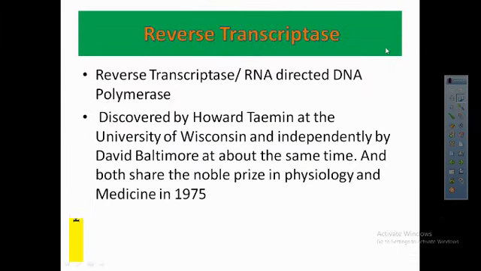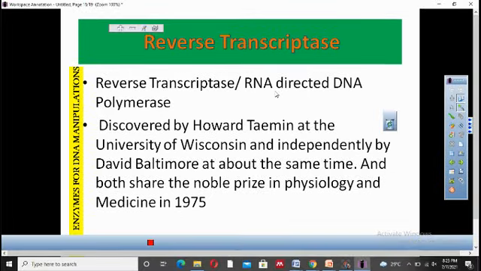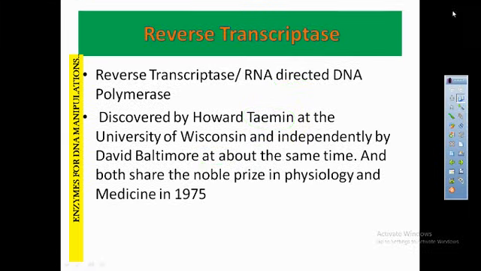Now, another enzyme is the reverse transcriptase. I told you that this is the enzyme used for cDNA synthesis. It is called RNA-dependent DNA polymerase. Another name is the Temin enzyme, and the process of reverse transcription is called Teminism after the discovery by Howard Temin and Baltimore. They both got the credit and received the Nobel Prize in the year 1975.